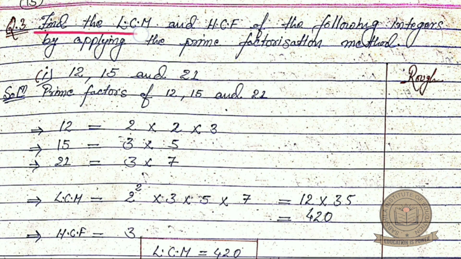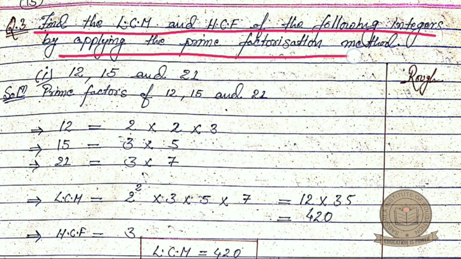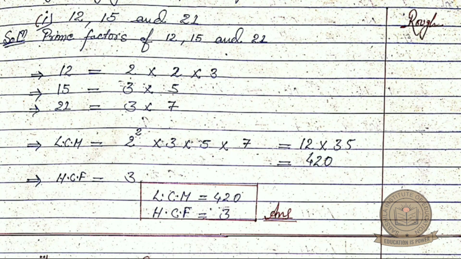Let's see question number 3. Find the LCM and HCF of the following integers by applying the prime factorization method. That means we have to find the LCM and HCF. See number one: 12, 15, 21. We have to find the prime factors of 12 first of all, then 15, then 21. Now we have to find the LCM, so we have to see the common numbers.